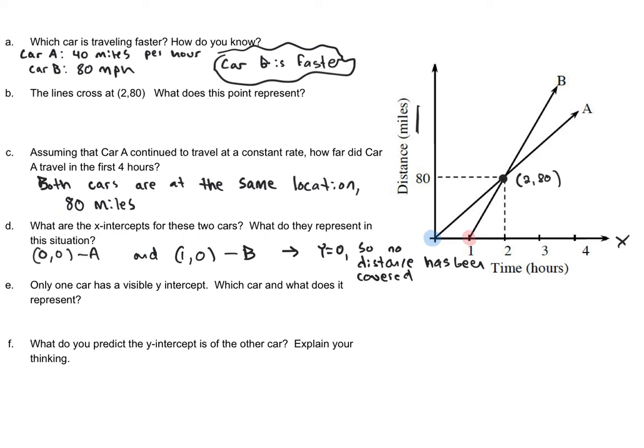Okay, only one car has a visible y-intercept. Which is it and what does it represent? So again, our y-intercept is going to be where the line crosses the y-axis, and the car that actually crosses the y-axis is your A. And I'm going to erase this a little bit just so I can extend my axes. We can imagine that these axes go on, and therefore our lines would go on. But the visible intercept, so car A intercepts at the origin.